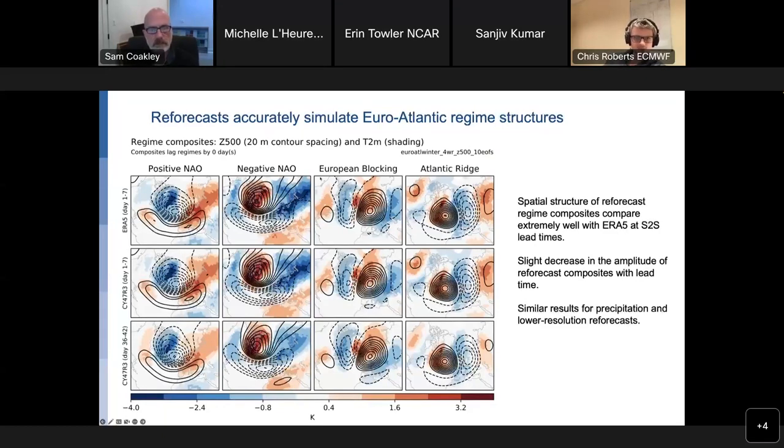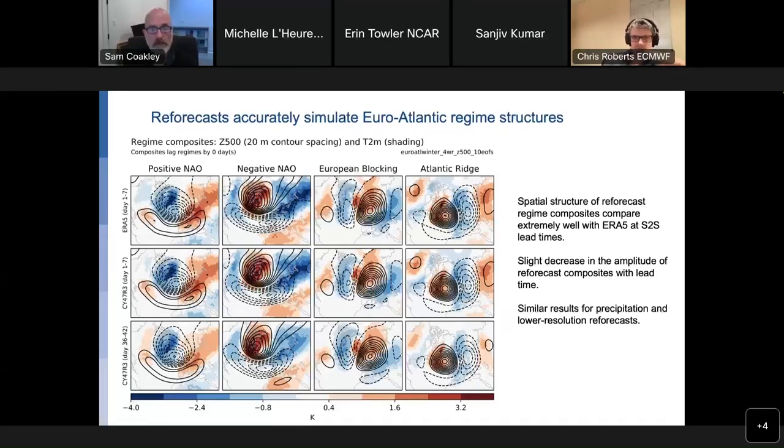So this is now just looking at the same regime structures. Again, geopotential height anomalies in the black contours and the 2-meter temperature anomalies in the shading. The top row is in ERA5, our reanalysis. The middle row is our reforecasts for the first week, and the lower row is our reforecasts for week 6, I think. Generally, the spatial structure of the circulation anomalies and 2-meter temperature anomalies compare extremely well between our forecasts across all S2S lead times.